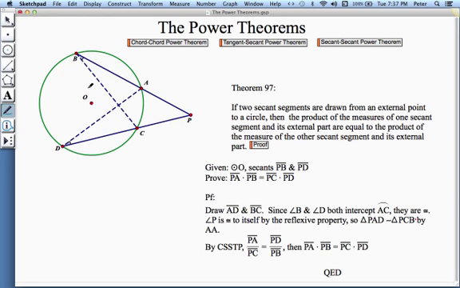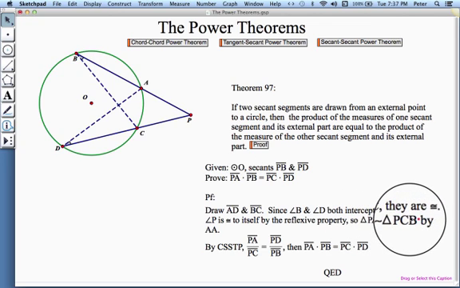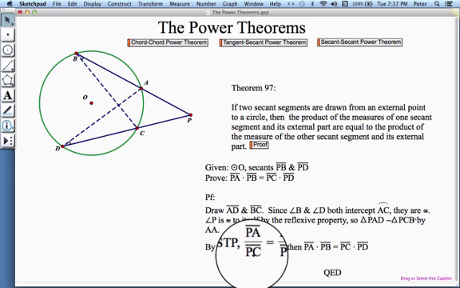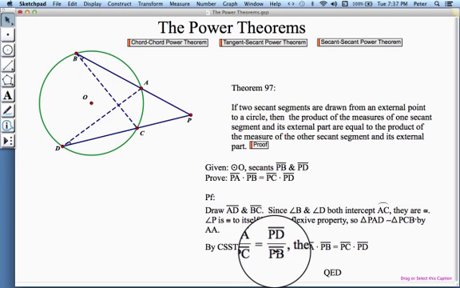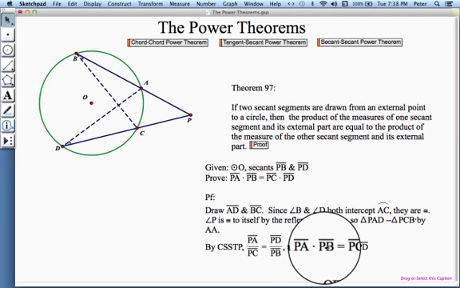Okay, so knowing that these two triangles are similar, PAD and PCB, we have our proportion PA to PC is equal to PD to PB. By the means extremes product theorem, we multiply those out, and we have the desired result, that PA times PB equals PC times PD.